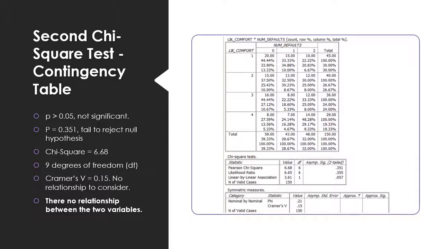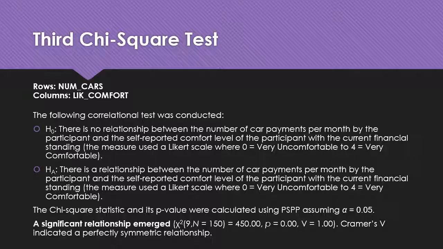The P is 0.351, so we will fail to reject the null hypothesis. The chi-square is 6.68, we have 9 degrees of freedom, and Cramer's V again is very small, so there is no relationship to consider, leading us to conclude that there is no relationship between these two variables.